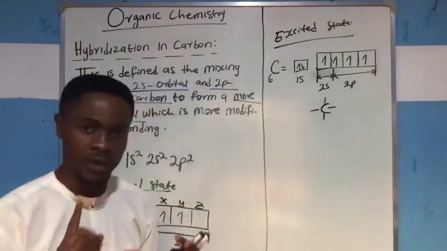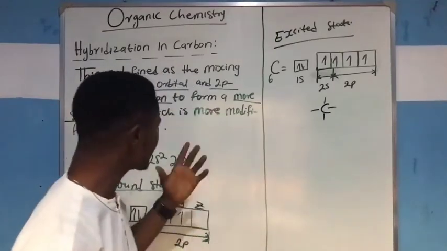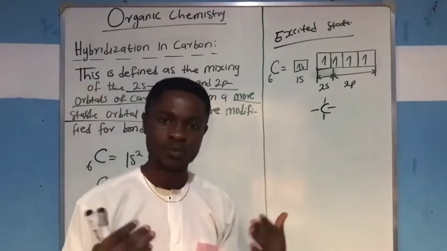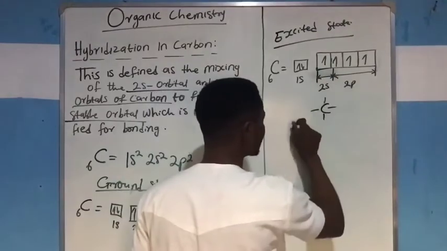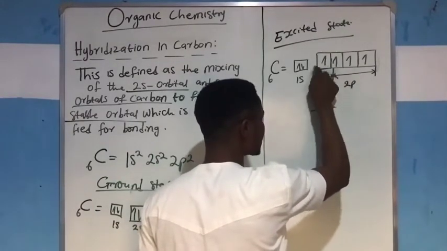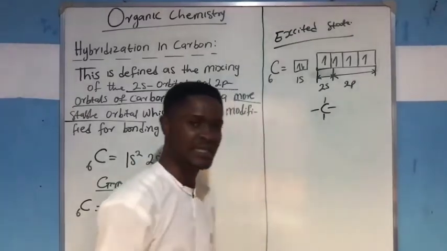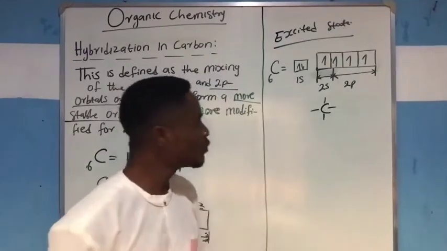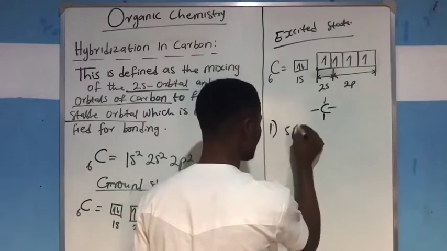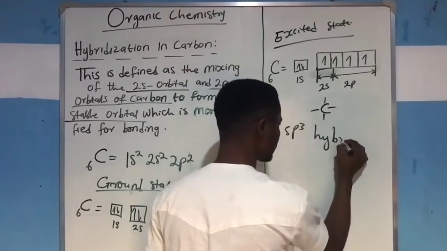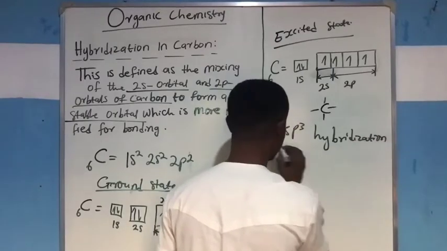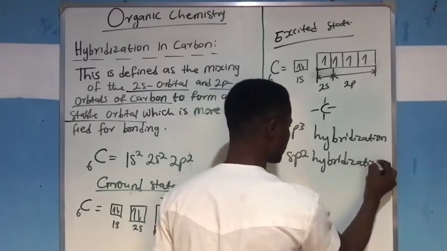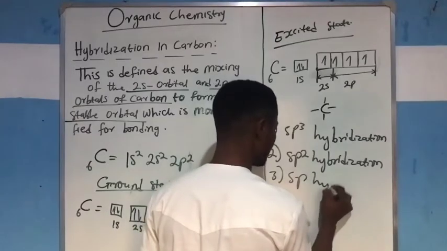Very important. So a quick recap of what I've just said. Hybridization is nothing but the mixing of the 2s orbital and the 2p orbital to form a more stable orbital that is more modified for bonding. So if you watch carefully, in this excited state, this 2s orbital and all of these 2p orbitals can mix in 3 different ways. And these 3 different ways by which they can mix bring about the 3 different kinds of hybridization we have. The first is called sp3 hybridization. Then the second one is called sp2 hybridization. And the third one is called sp hybridization.